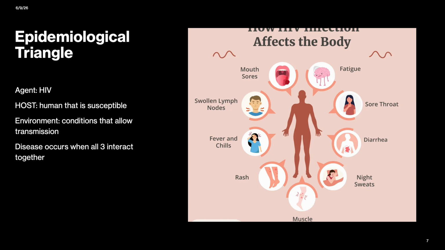So, the epidemiological triangle. The agent is the HIV, the host is any human that is susceptible. I think that's the word I meant to use in the last slide, not sustainable. And then the environment is the conditions that allow the transmission. So, this disease occurs when all three of these interact together.